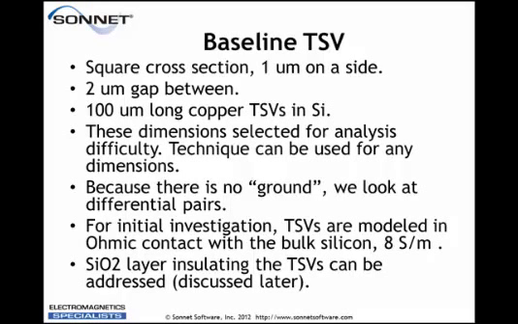Because there is no ground in silicon, a mistake some designers will make is to think of the silicon as being a ground. That's a big mistake. There is no ground. We're always going to look at differential pairs for transmission lines. For our initial investigation, the through-silicon vias are modeled as being in ohmic contact with the bulk silicon with a conductivity of 8 Siemens per meter. And as I said, we can easily modify the dielectric properties to include the very thin silicon dioxide insulating layer that through-silicon vias usually have.